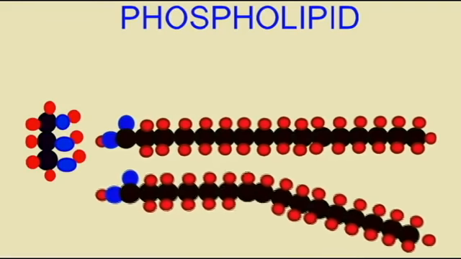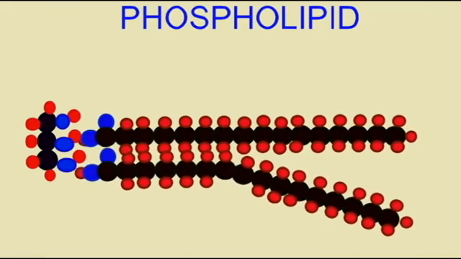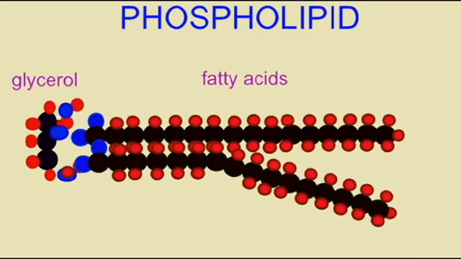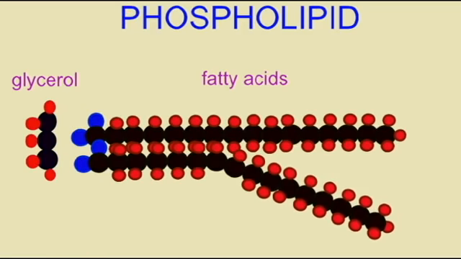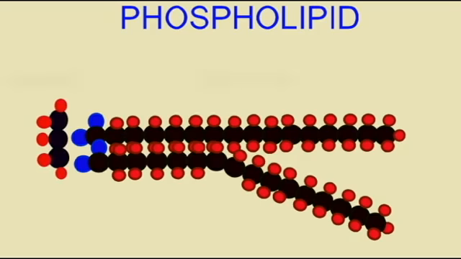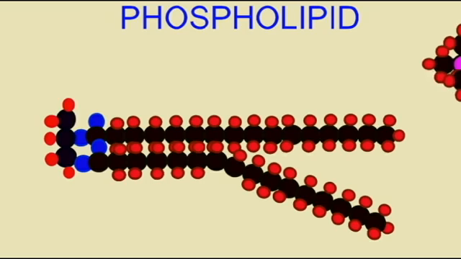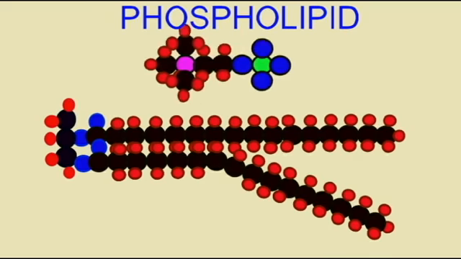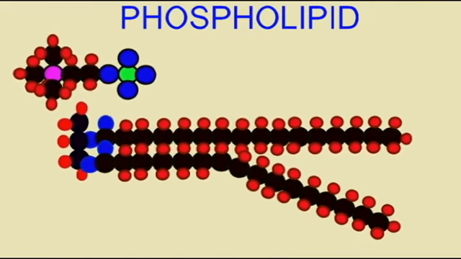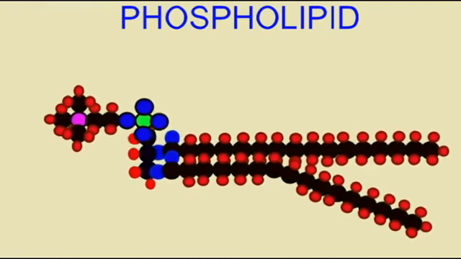Phospholipids are lipids in which glycerol binds to two fatty acids, one of which is an unsaturated fatty acid; note the kink in the chain. The third carbon in the glycerol molecule binds to an area which is charged and includes a phosphate group. The phosphate atom is here depicted in green.